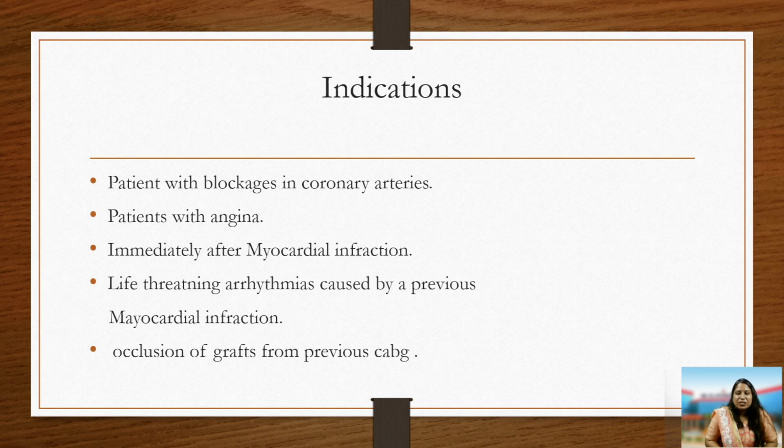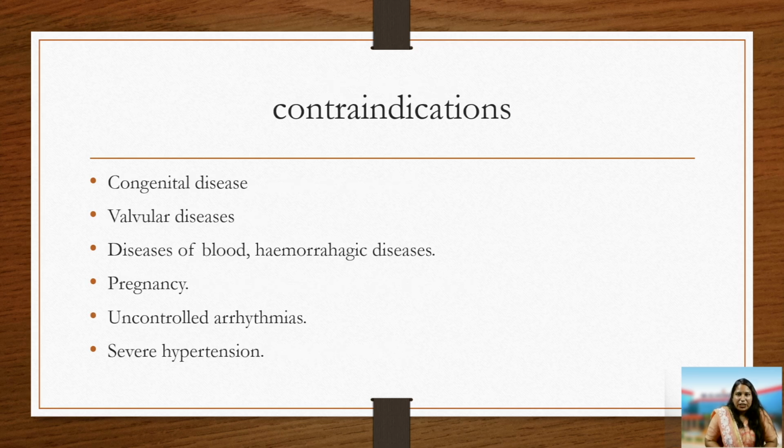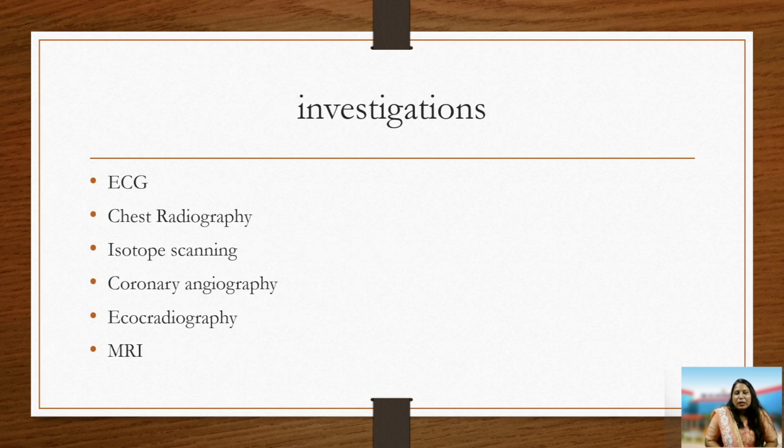caused by a previous myocardial infarction, occlusion of grafts from previous CABG. Then the contraindications of CABG: congenital disease, valvular disease, diseases of blood, hemorrhagic diseases, pregnancy, uncontrolled arrhythmias, severe hypertension. Then the investigations of CABG: ECG, chest radiography, isotope scanning, coronary angiography, echocardiography, MRI.